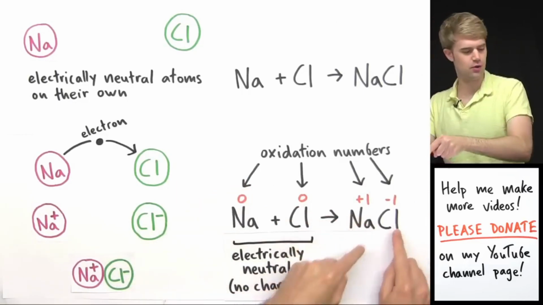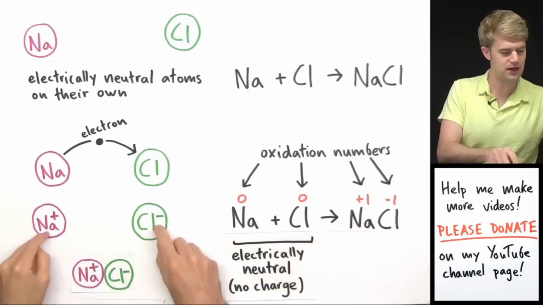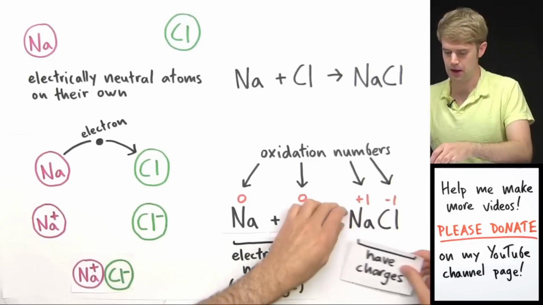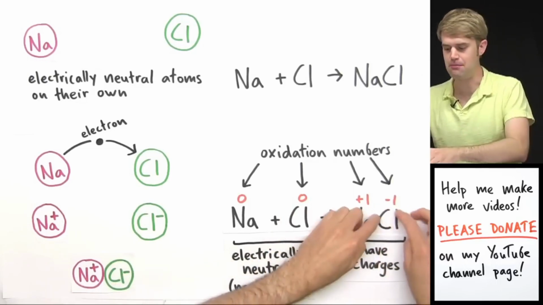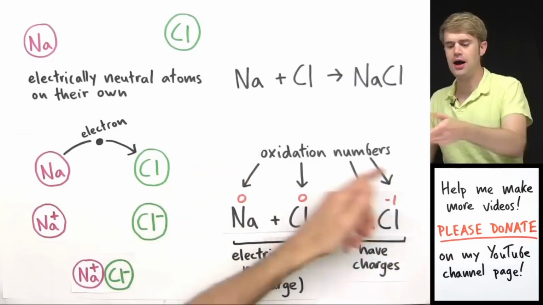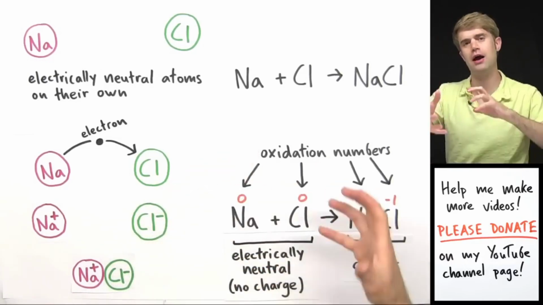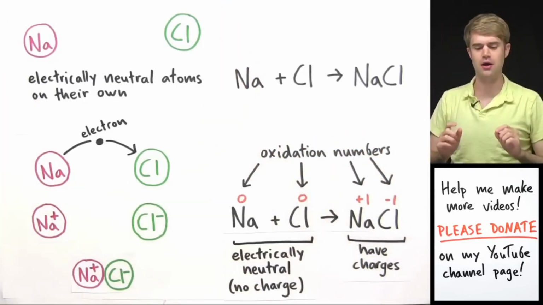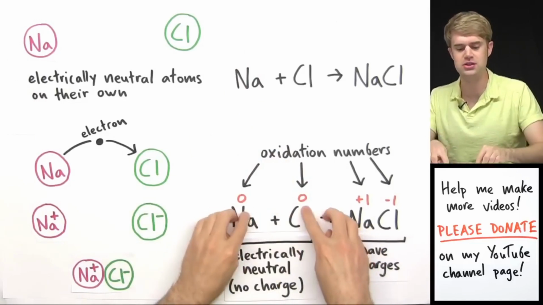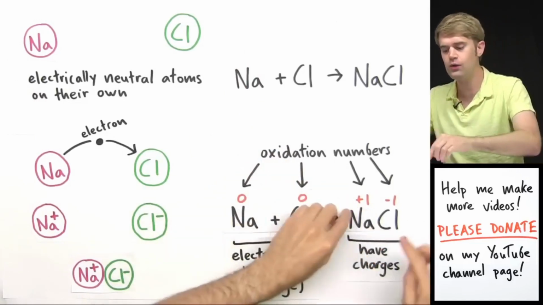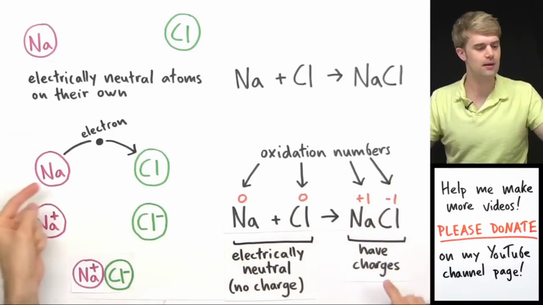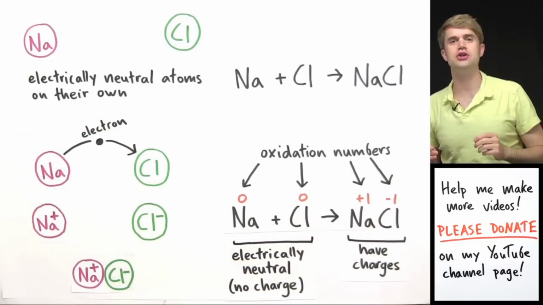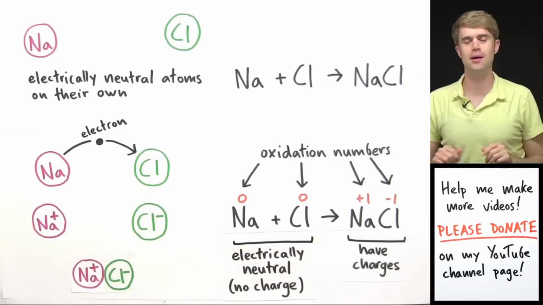Then on this side of the equation, once the sodium and chloride have taken on charges, I put those charges above each element. +1 for the sodium and -1 for the chloride. These oxidation numbers help us keep track of how charges change during a reaction. Most importantly for this reaction, they remind us that sodium and chlorine start out neutral and only end up getting a charge later after this electron transfer takes place. So that is oxidation numbers, and we'll talk more about those in coming lessons.